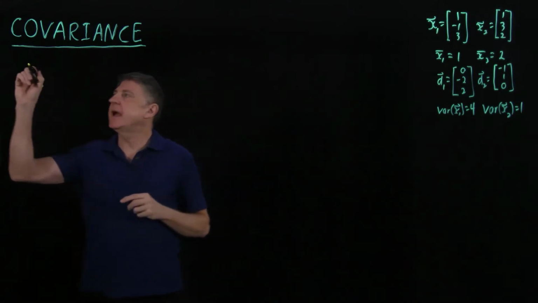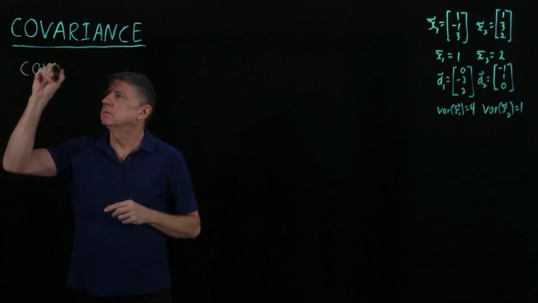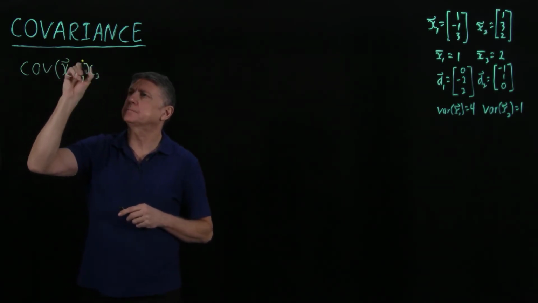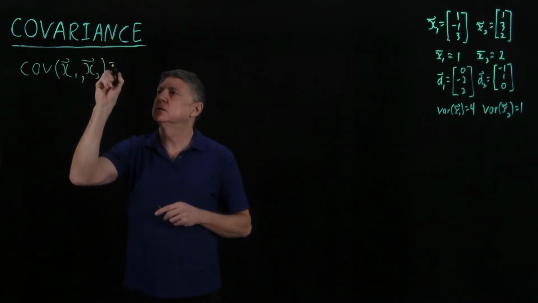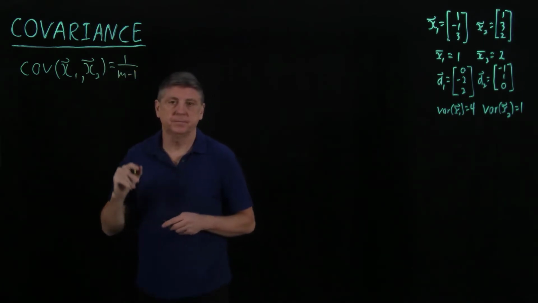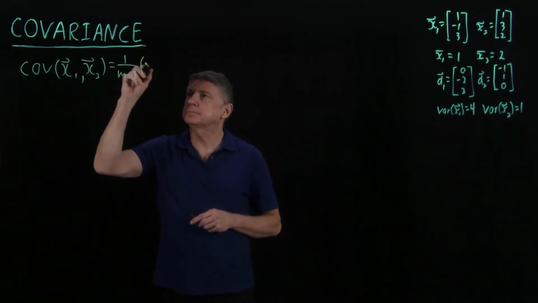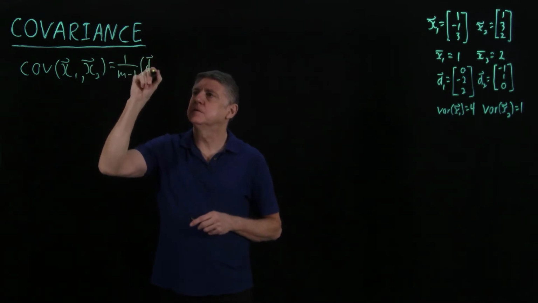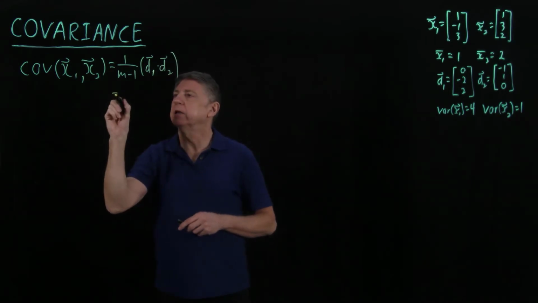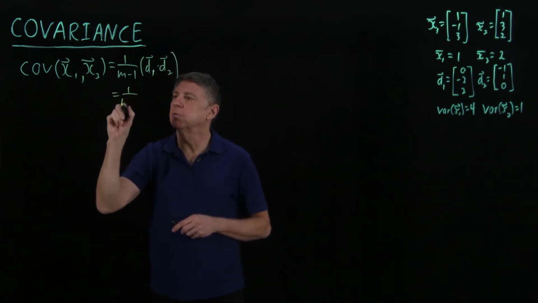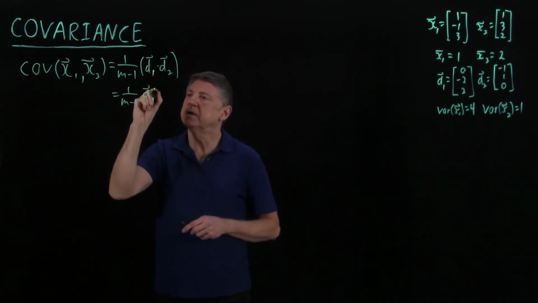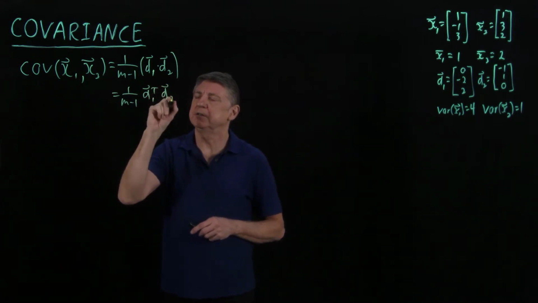The covariance has a similar definition. The covariance of two data vectors is simply 1 over the degrees of freedom times the dot product of the difference vectors. And we could write that in another way. We could write that as 1 over m minus 1 times d1 transpose d2.